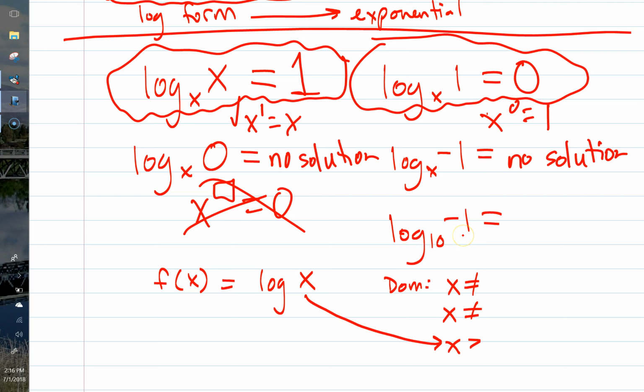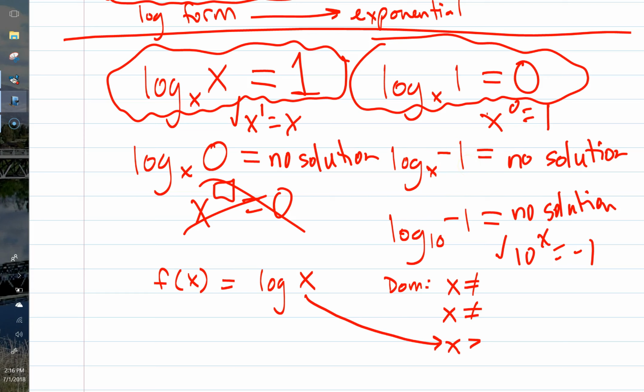Log base, and if you don't like that, there's an easy example. Let's just choose an easy base. What is log base 10 of negative 1? 10 to what power is going to make a negative number? If I multiply by 10 or divide by 10, will it ever become negative? No. This has no solution. If the base is positive, which it has to be, then this result can never be negative.